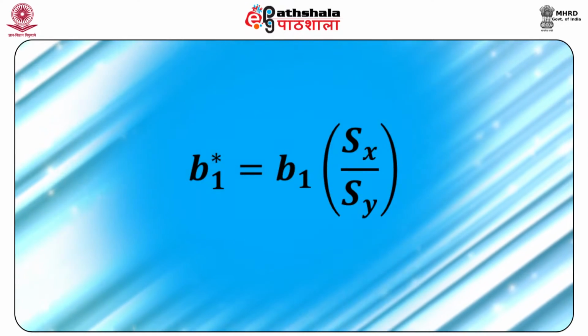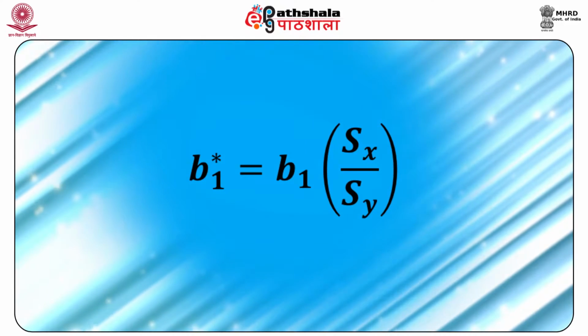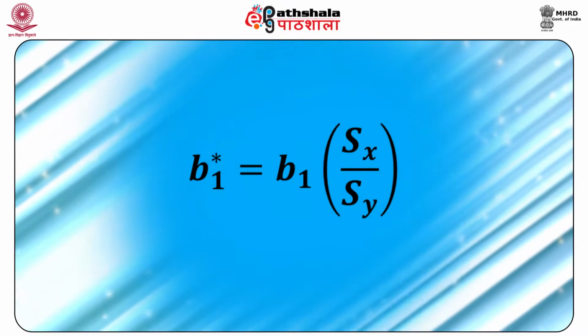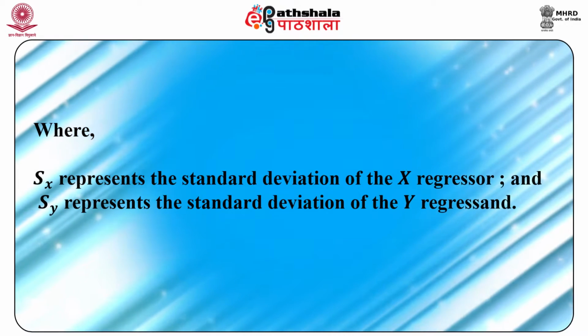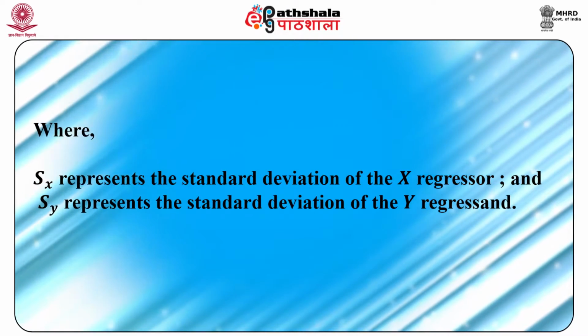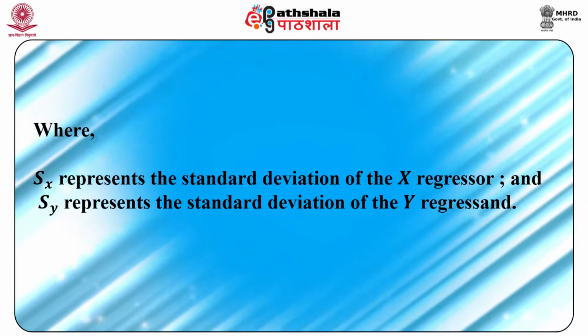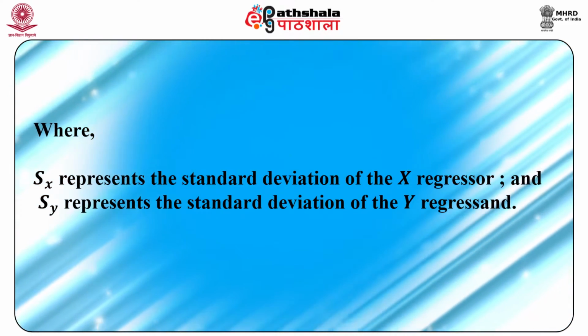Now, there are two things to be noted in this. First, the notion of R square is not applicable to standardized regression, as it is regression through the origin, which we have discussed earlier also. Second, there is a relationship between the regression coefficient of the standardized model and the traditional model. The relationship for the bivariate case is as follows: b1 star is equal to b1 into sx upon sy, where, as we said earlier, sx represents the standard deviation of the x regressor and sy represents the standard deviation of the y regressand.